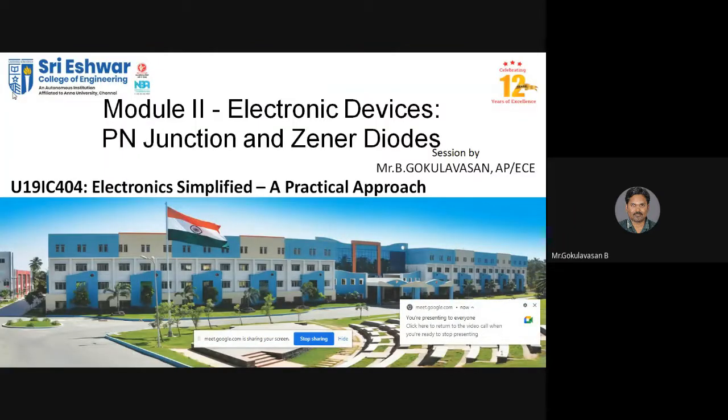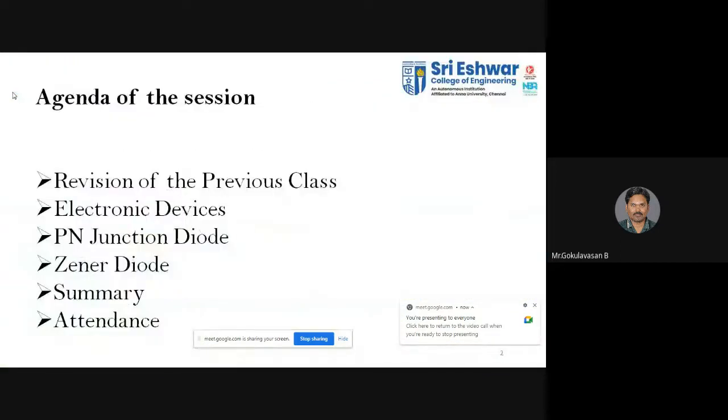So module 2, the module title is electronic devices. We are going to cover PN junction and Zener diodes in this particular module. Coming to the agenda of this class, we will be revising what we have seen in the last class. Last class we covered the last topic of the first module, that is relays, multimeter, and basics of soldering.